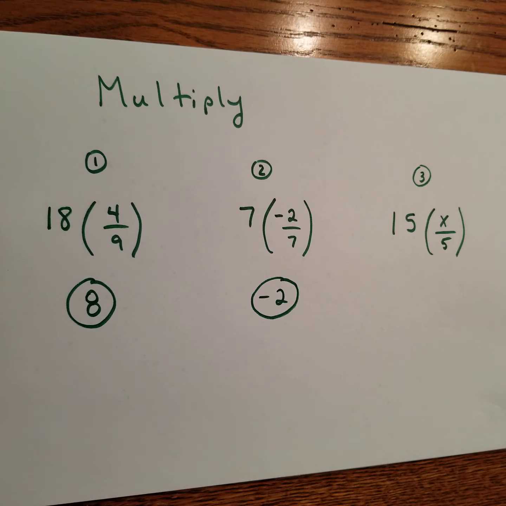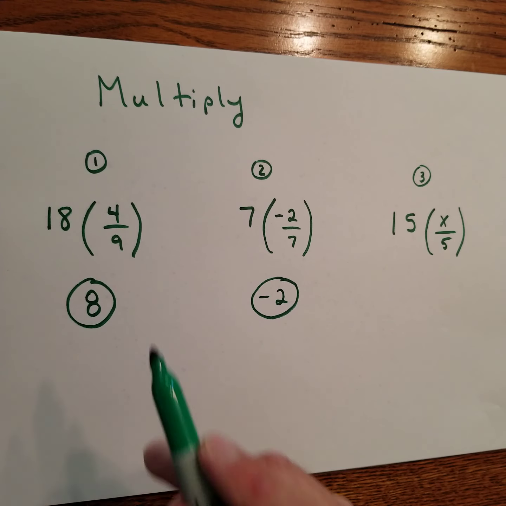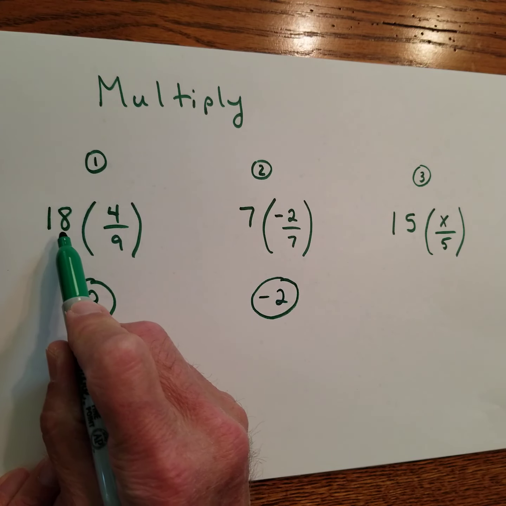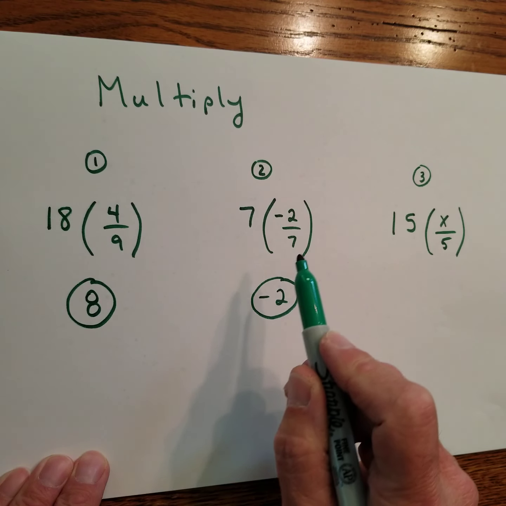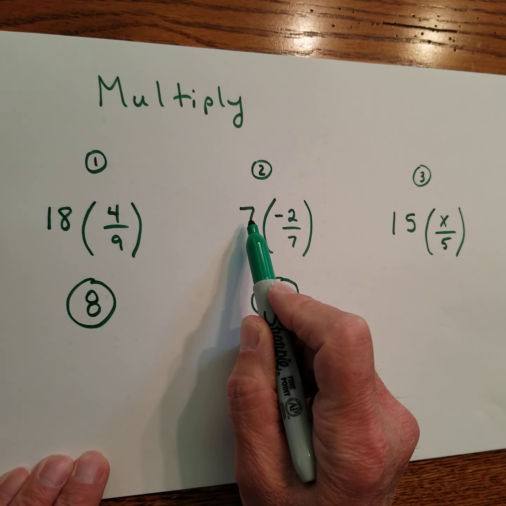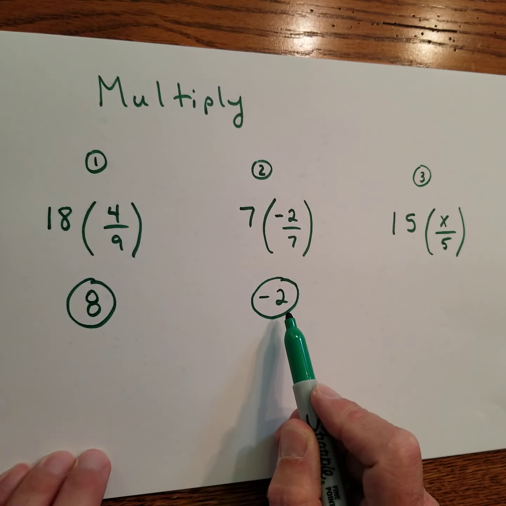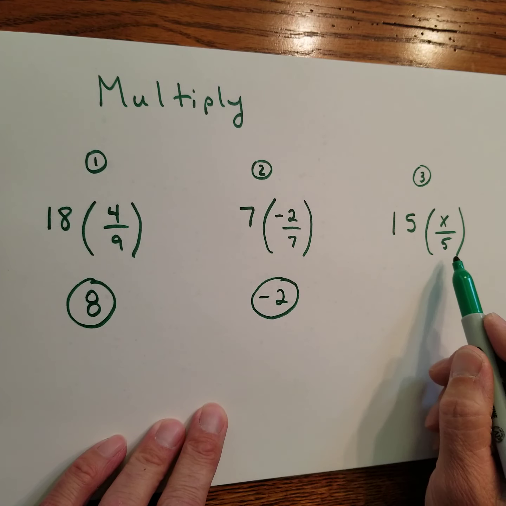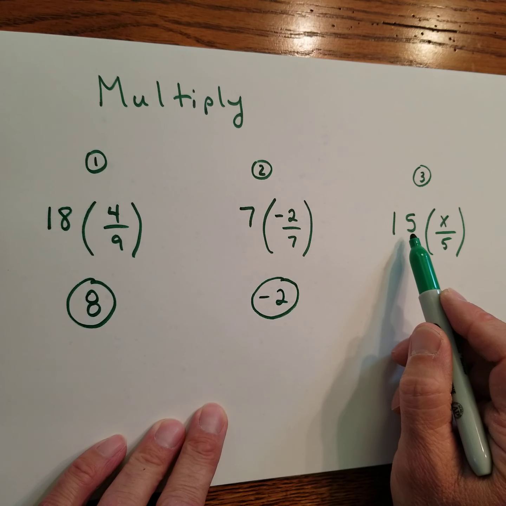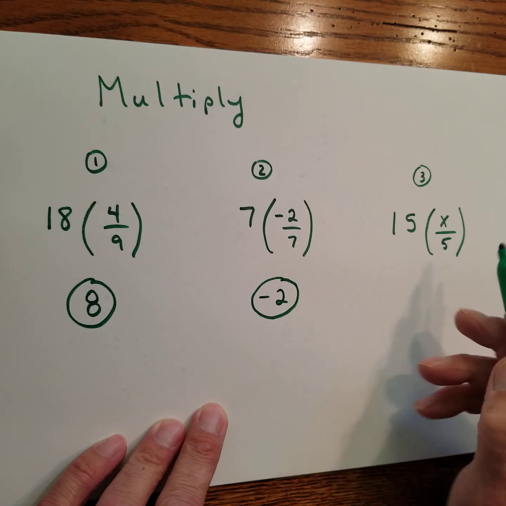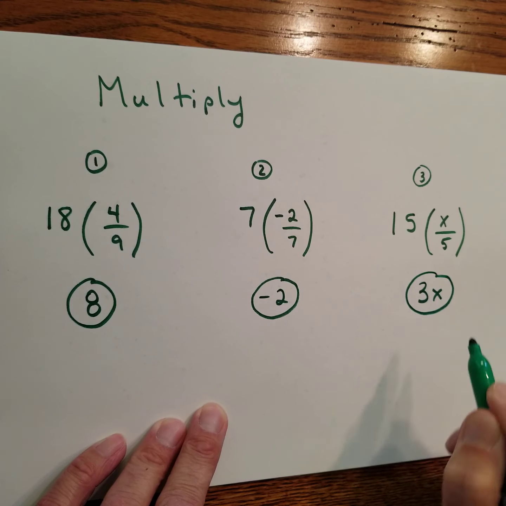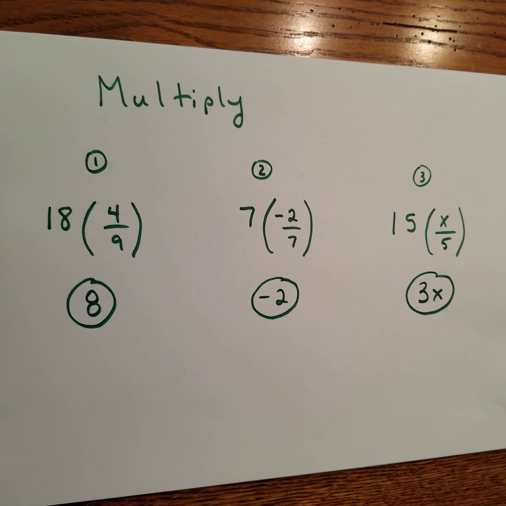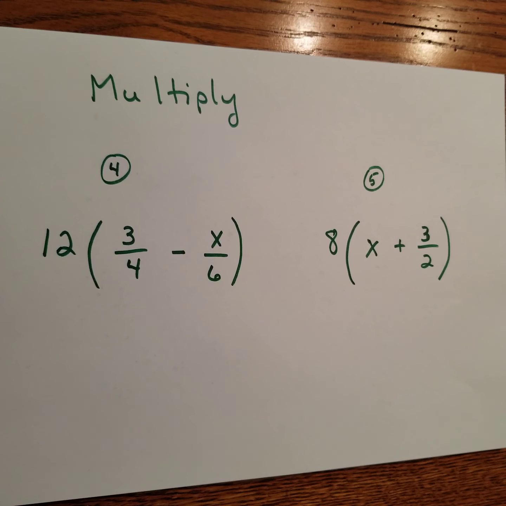Let's try number 3. What's that process? How many times does 9 go into 18? 2. 2 times 4 is 8. How many times does 7 go into 7? Once. 1 times -2 is -2. How many times does 5 go into 15? 3. 3 times x is 3x. Nice answers because the problems have been hand-picked to make sure we get nice answers.